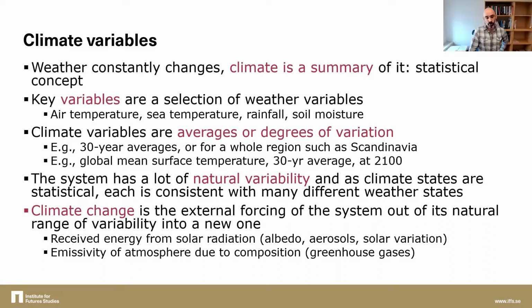And then climate change, given that the system is varying so much, what does it even mean to say that climate changes? Well, it means that something external is forcing the system out of its natural range of variability into some new range of variability. And so those changes could be like the reception of energy from solar radiation, like we might change how reflective the atmosphere is or something like that. And then of course, it's just the classic one, emission of greenhouse gases will change how the atmosphere holds on to heat.